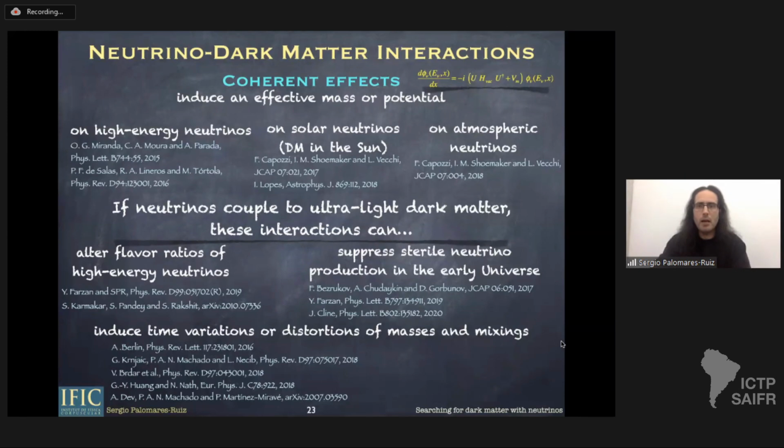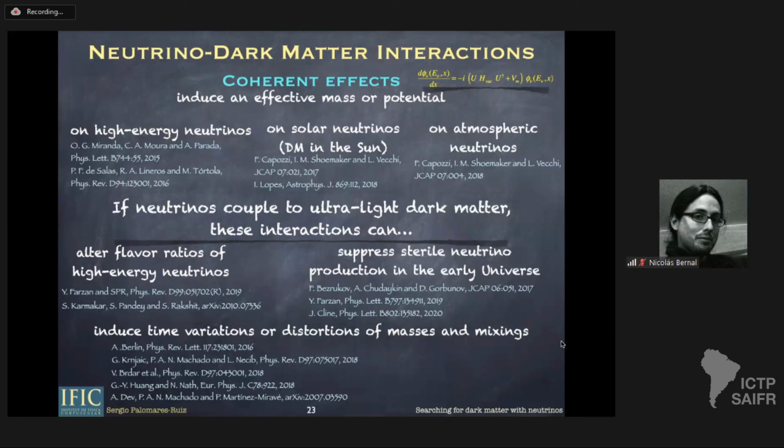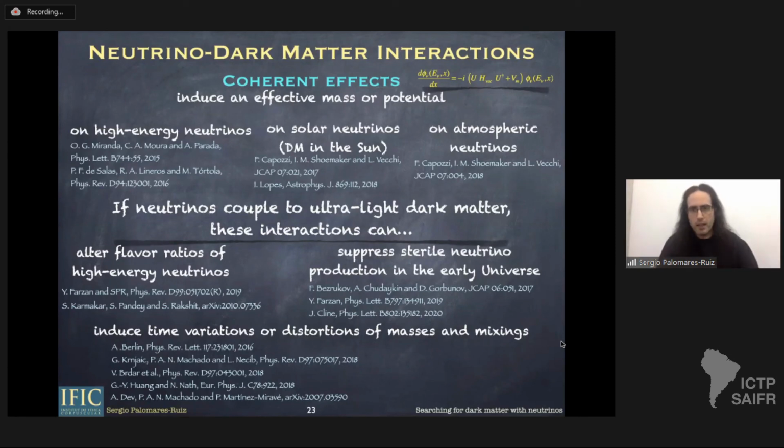Yeah, I'm almost finished. So we have coherent effects, which just induce a matter effect, like the usual matter effects in neutrinos, and there are many different ways to search for this. For instance, neutrinos could couple to ultralight dark matter and produce a third flavor ratio. This is also a paper I wrote with Jasam Farsan a few years ago. Or suppressing neutrino production in the early universe. Or one can even induce time variations or distortions if this ultralight dark matter is very, very light, and that can be searched for in detectors like JUNO or DUNE.